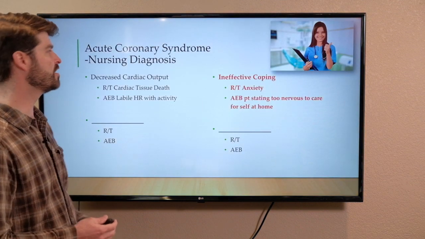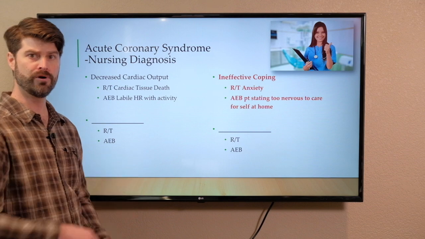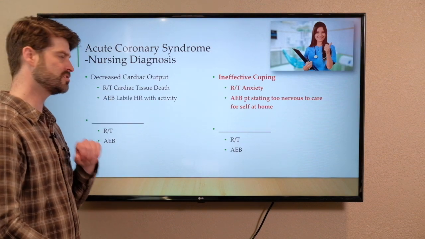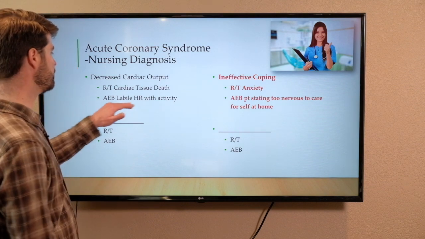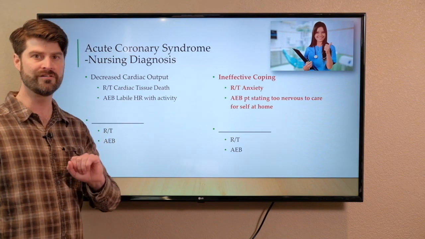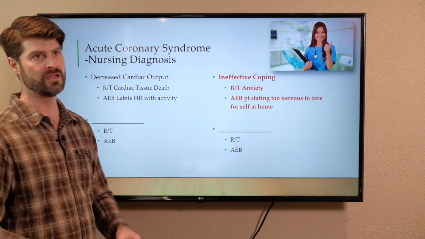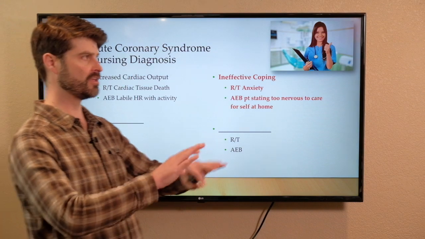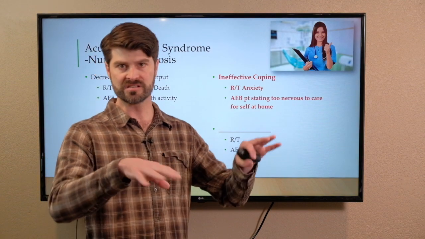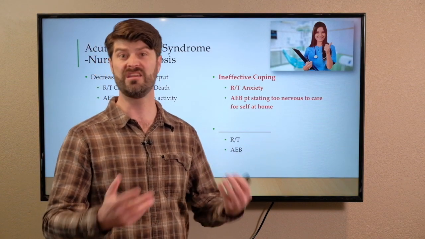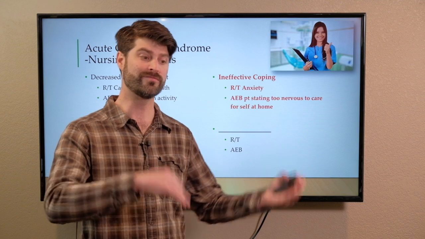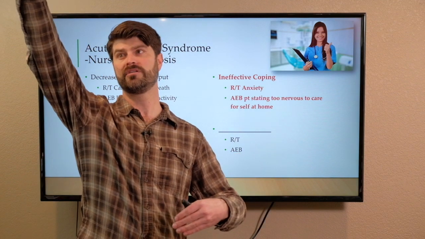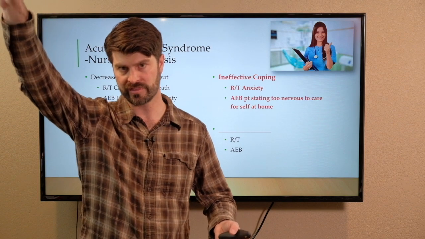So for our nursing diagnoses, decreased cardiac output is kind of a slam dunk one because these patients do have cardiac tissue death, and a labile heart rate with activity. So labile meaning it wildly fluctuates. Patients can go from a resting heart rate in the 60s or 70s, and then with any kind of movement, things like going from sitting to standing, their heart rate will jump to like 110, something like that.